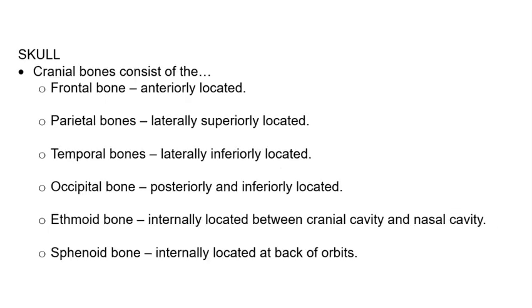The cranial bones consist of the frontal bone, which is anteriorly located, the parietal bones, which are laterally and superiorly located, the temporal bones, which are laterally and inferiorly located, the occipital bone, which is the posterior and inferiorly located bone, the ethmoid bone, which is internally located between the cranial cavity, which houses the brain, and the nasal cavity. And then finally we have the sphenoid bone, which is internally located at the back of the orbits.